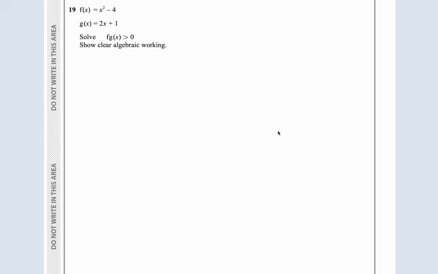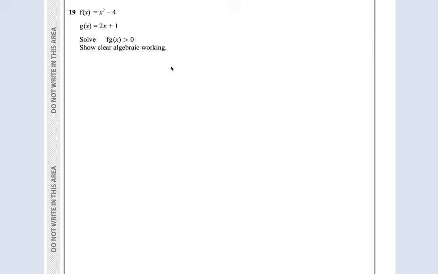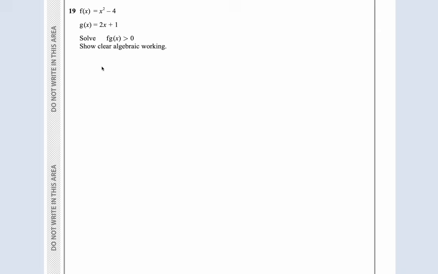Question 19. f of x is this, g of x is this. Solve f g of x is greater than 0. This, guys, I will warn you, is going to be hard because it's a quadratic inequality. First, let's get f g of x. We're going to put g into f. So instead of x squared, it's 2x plus 1, all squared, minus 4.